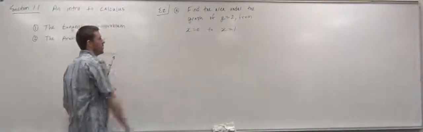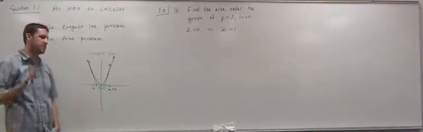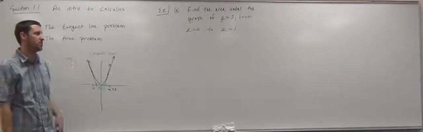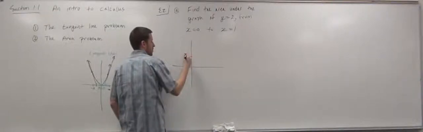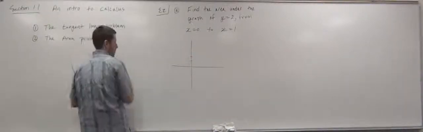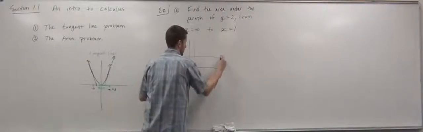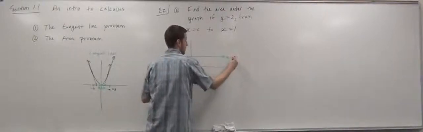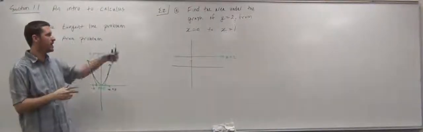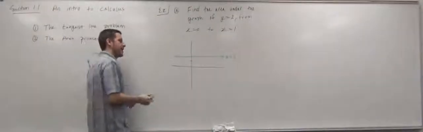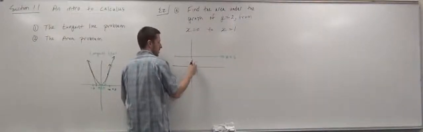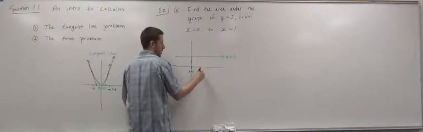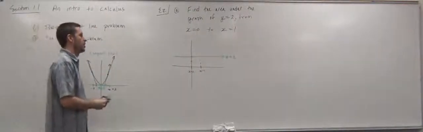So this is something you can do. Just like before where I asked you for the slope of the secant line, that was something you can do. So we're going to start with something you can actually calculate. So I give you y equals 2, which you all know, hopefully, is a horizontal line. And what I'm asking for is the area underneath the graph of that line between x equals 0 and x equals 1. Here's x equals 0. Here's x equals 1. So I want to know this area.